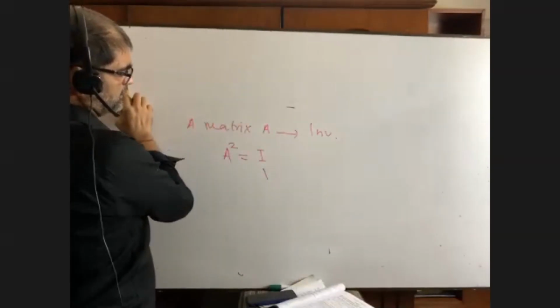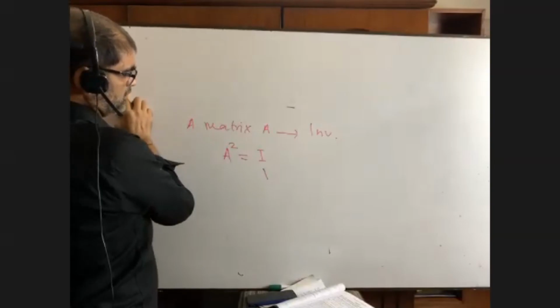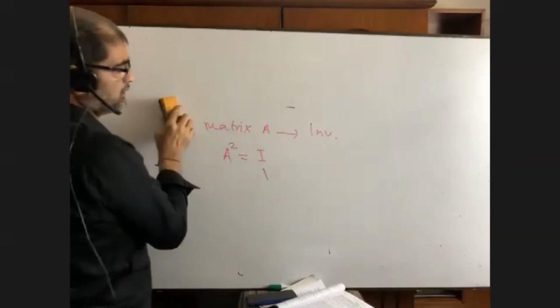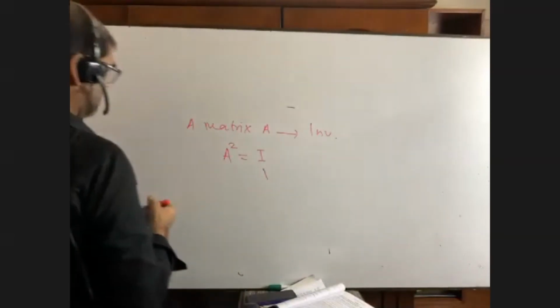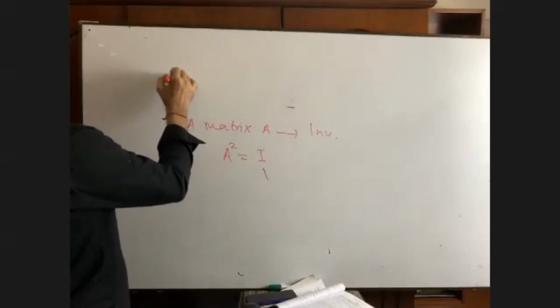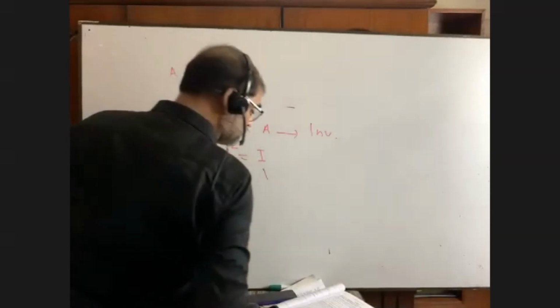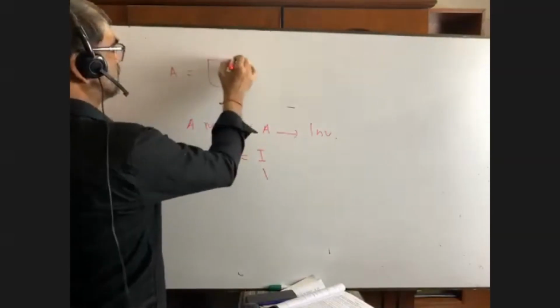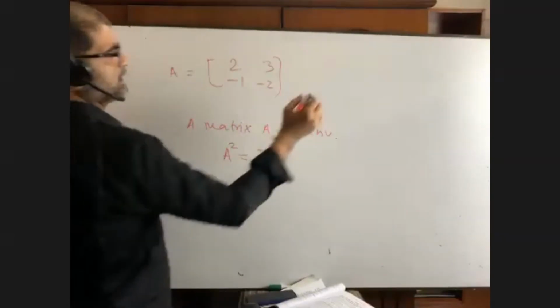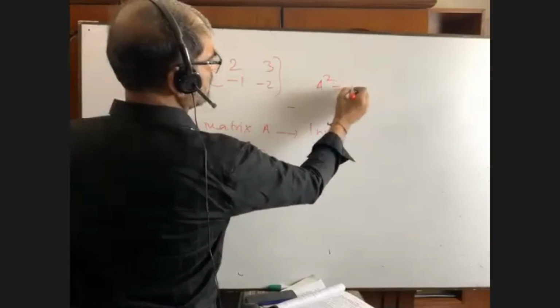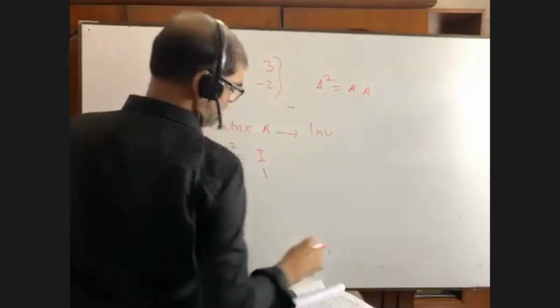Talk to me. Sir, could you say it once more? Yes. Okay. Suppose a matrix I have considered A equals to 2, 3, minus 1, minus 2. This is a matrix. Now I can find here A square equals to what? A into A. Am I right?